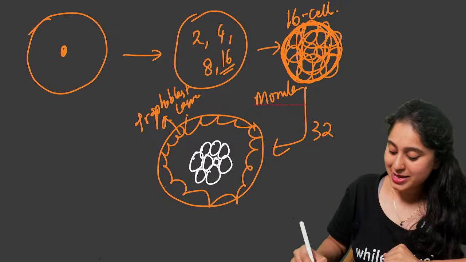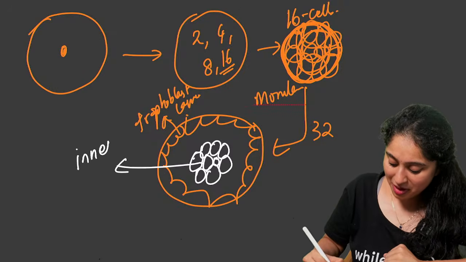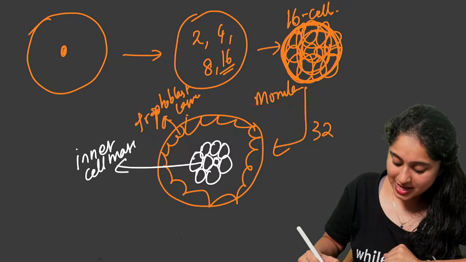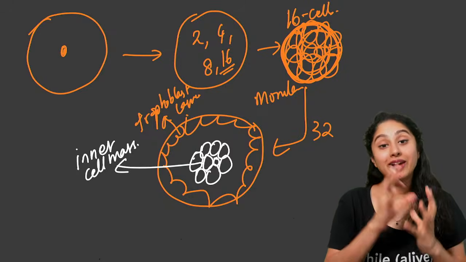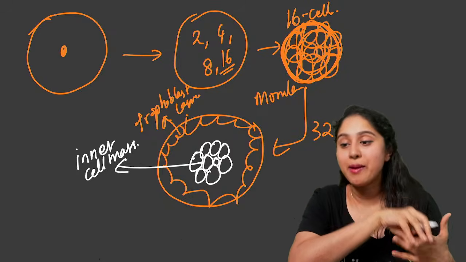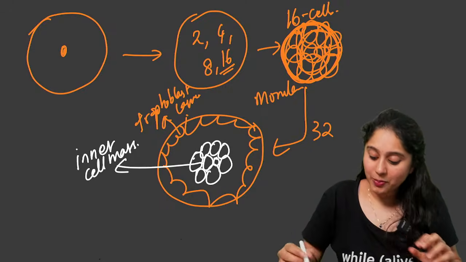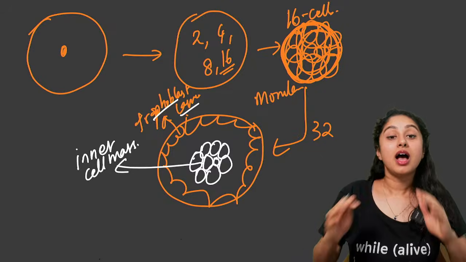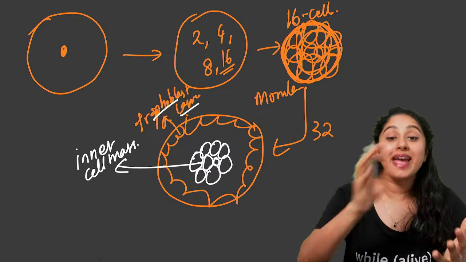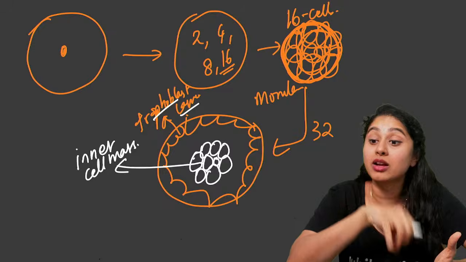But anyway, there is an inner cell mass. This inner cell mass is going to develop into the actual embryo. Understood, everybody? What's going to happen is these trophoblast layers are going to develop some extra-embryonic structures around the embryo.